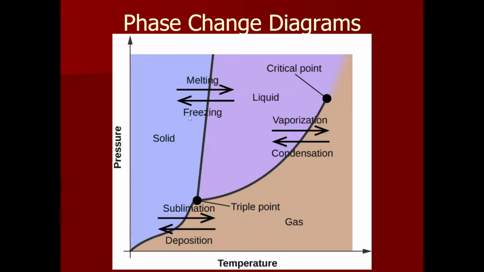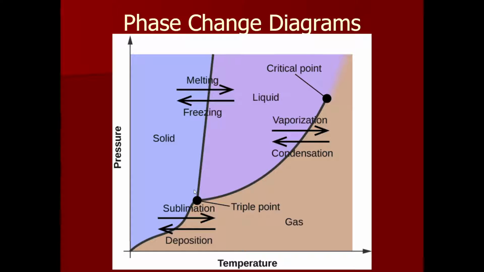So this one right here is a pretty generic example of a phase change diagram that you can see on the screen. These lines going through it are the points where this substance, whatever it is that's being represented here, is changing between the different states of matter.